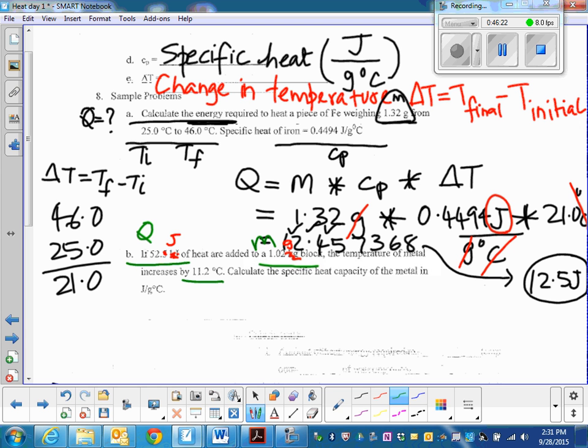Kate, are you on your phone? No. Okay. Delta T. It's both. The difference is given already. Alright? That is delta T. What am I solving for? Specific heat equals what? Is that my equation? Josh, are you following along?